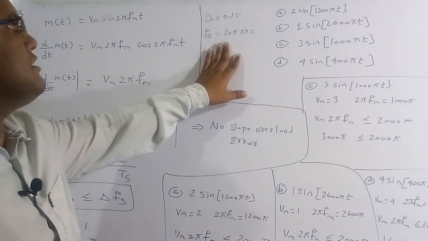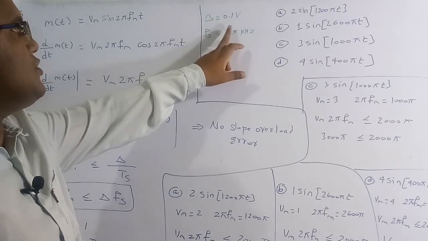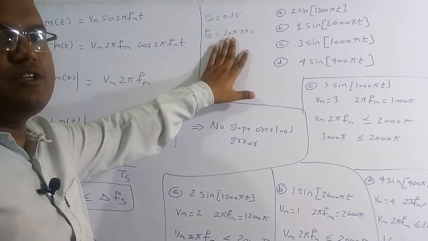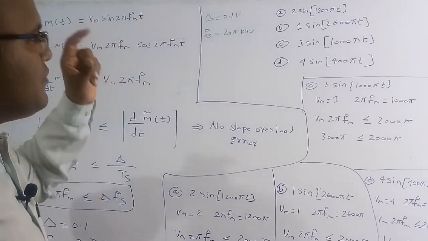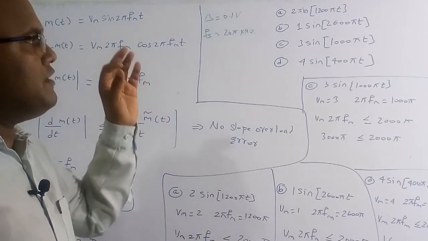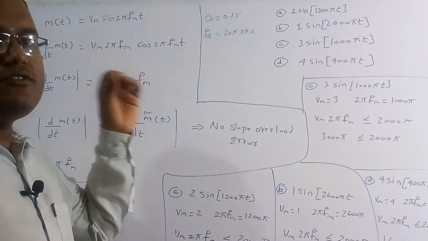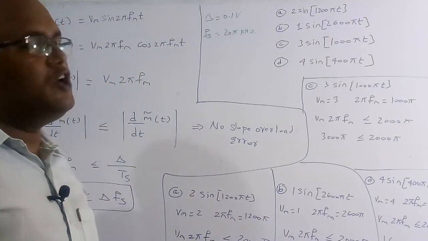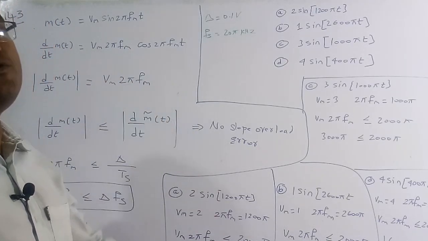So in this question, they are given that the step size is equal to 0.1 volt, and the sampling frequency is equal to 20π kilohertz. So for this delta modulator, what input do we have to give so that no slope overload error is going to occur?